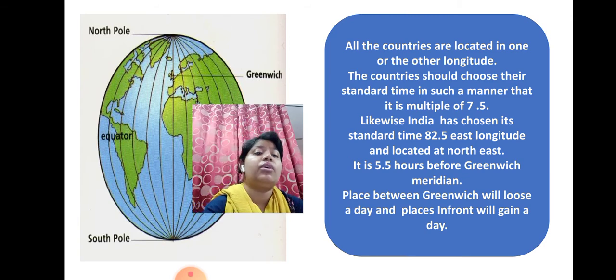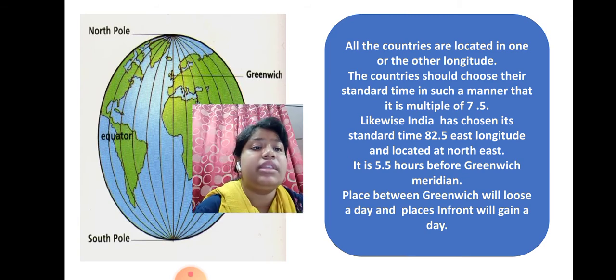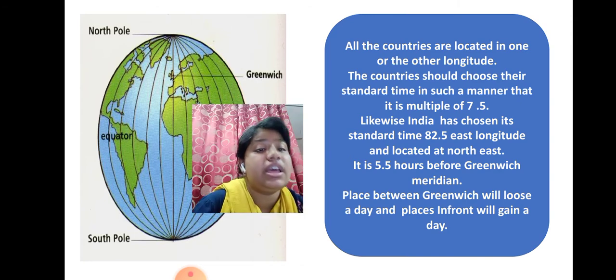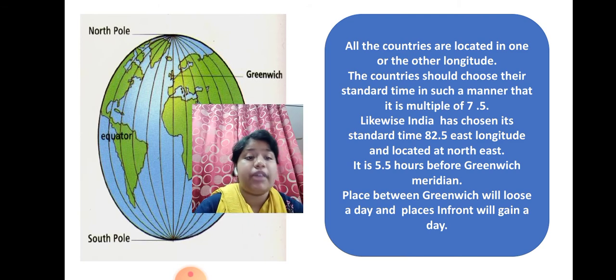All the countries are located in one or the other longitude. The countries should choose their standard time in such a manner that it is a multiple of 7.5. Likewise, India has chosen its standard time at 82.5 east longitude, located in the northeast. It is 5.5 hours ahead of the Greenwich Meridian. Places behind Greenwich will lose a day, and places in front of Greenwich will gain a day. Means toward the east they will gain, and towards the west they will lose a day.